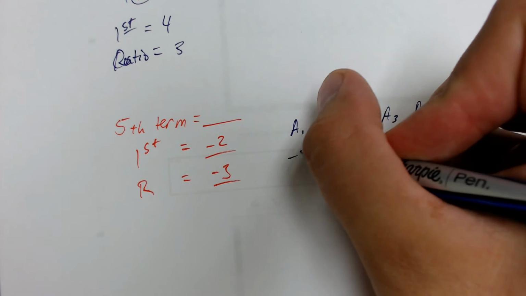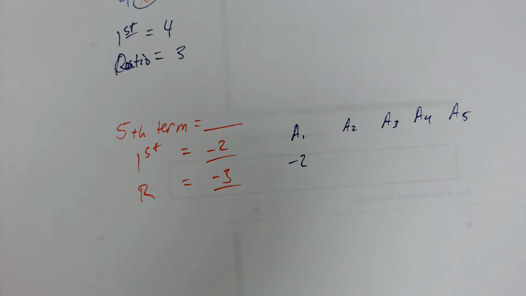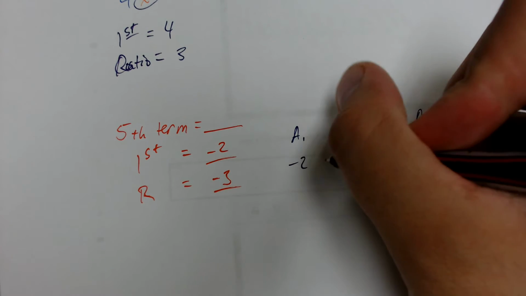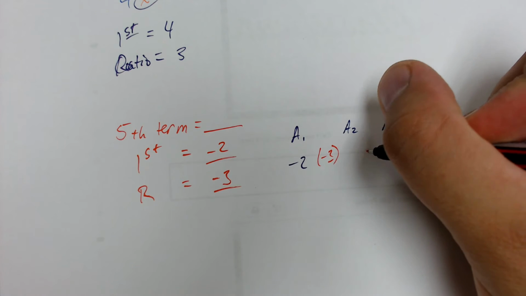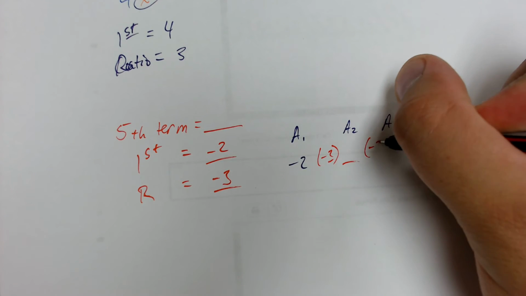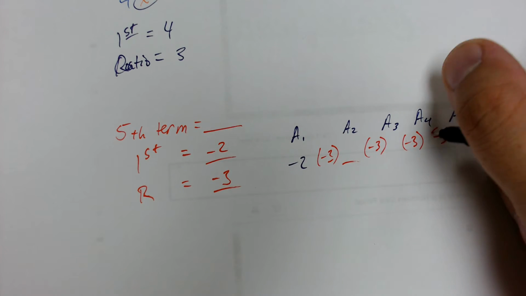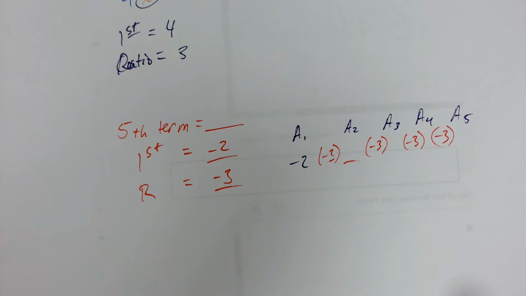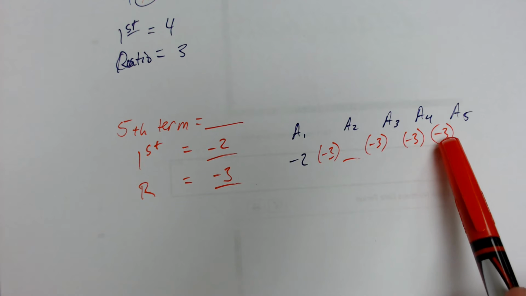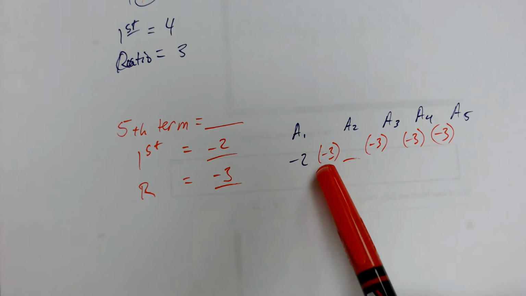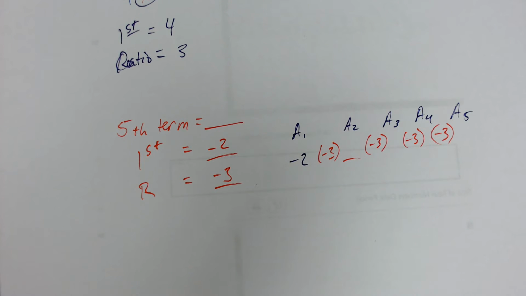Our first term we know is going to be -2, and then between each of these we're going to have to multiply by -3, -3, -3, -3. So what you see here is, in order to get from the first term to the 5th term, we're going to have to multiply by -3 1, 2, 3, 4 times.